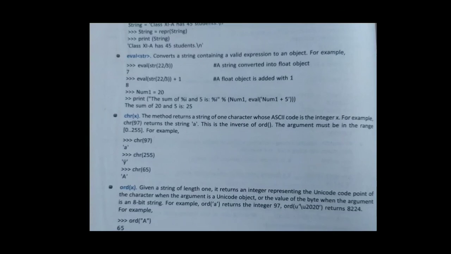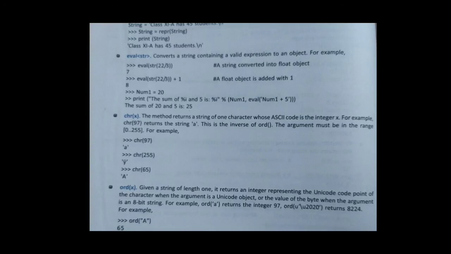Next one is chr. The method returns a string of one character whose ASCII code is the integer x. ASCII means American Standard Code for Information Interchange. Each and every key or character present on the keyboard has its own ASCII value. ASCII means its number value. For example, for small a, the ASCII value is 97.